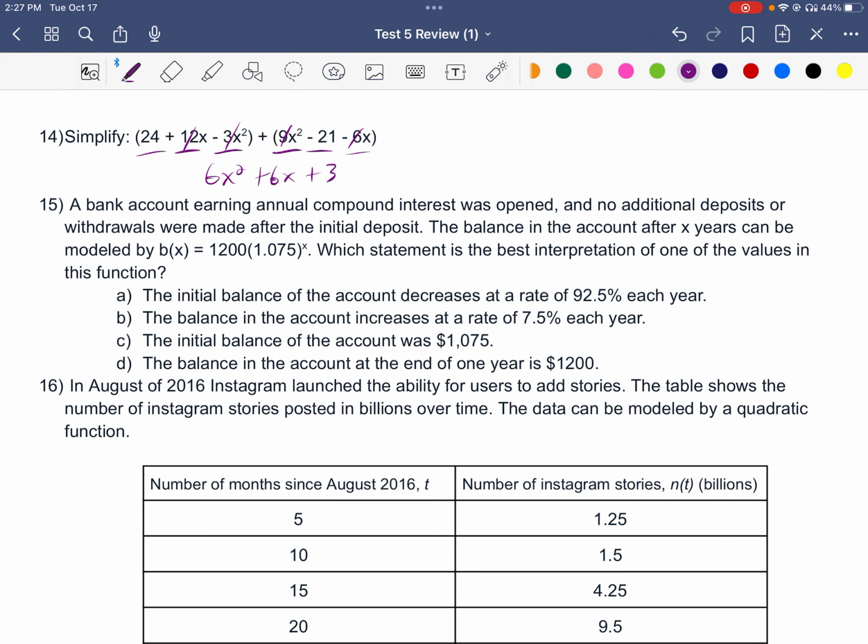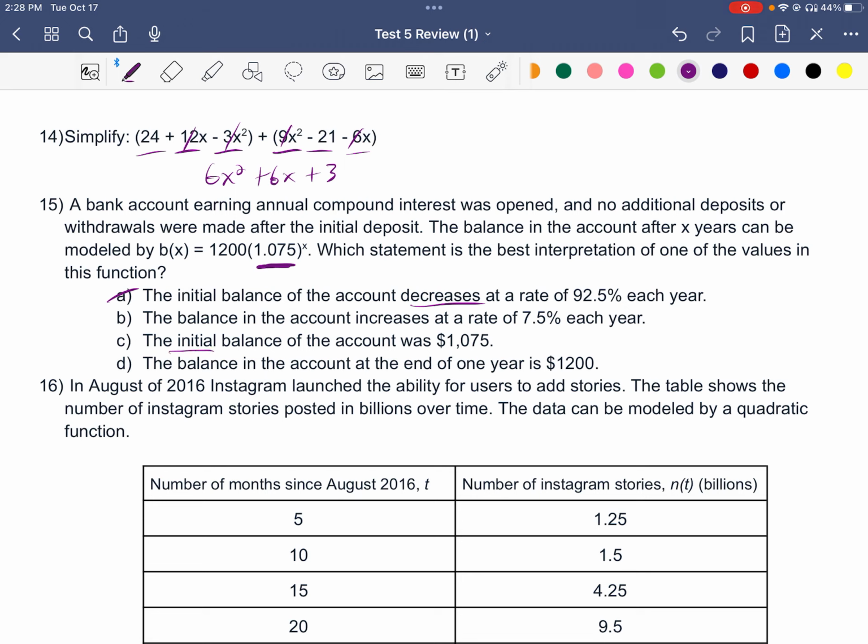A bank account earning an annual compound interest was opened. No additional deposits or withdrawals. The balance after x years can be modeled by that. Which statement is the best interpretation of the values in the function? The initial balance of the account decreases at a rate. So if I look, that tells me it's growth. So I know it doesn't decrease. A doesn't make sense. The balance in the account increases at a rate of 7.5% each year. That kind of makes sense. Let's keep going on though.